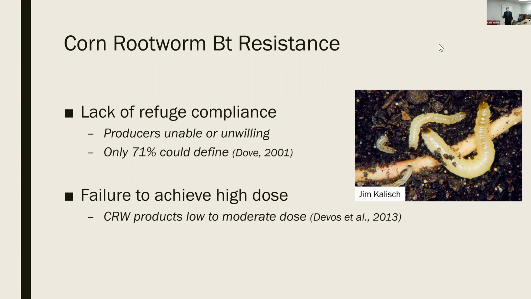In addition, with corn rootworm in particular, there was a failure for these hybrids to achieve a high dose of the insecticidal BT proteins. These corn rootworm products were identified primarily as being a low to moderate dose, which did not sufficiently kill those heterozygous susceptible individuals, allowing them to survive and pass on their resistance alleles to following generations.